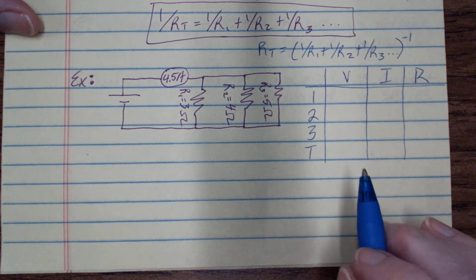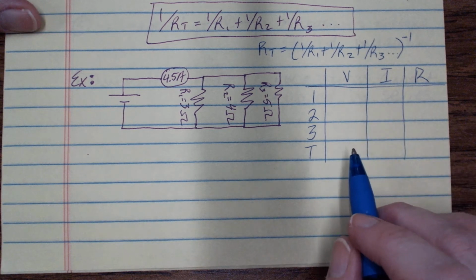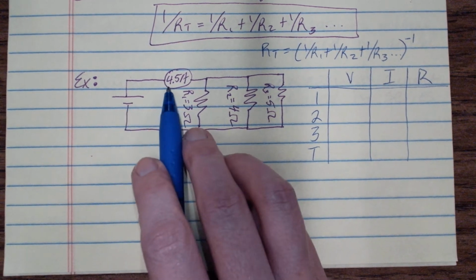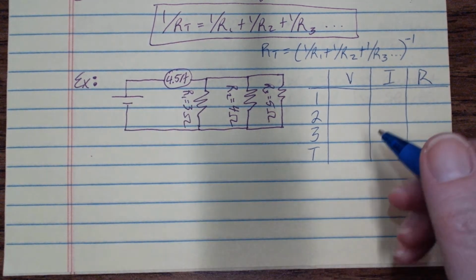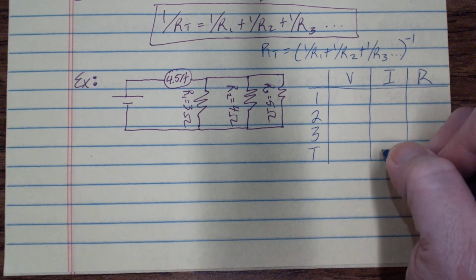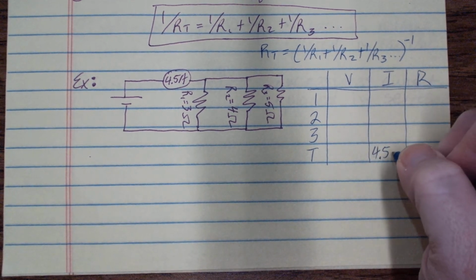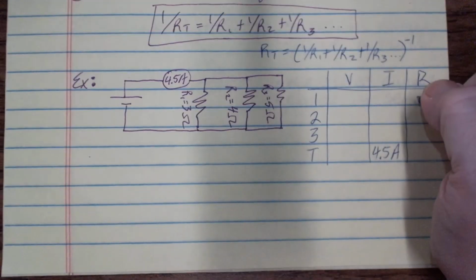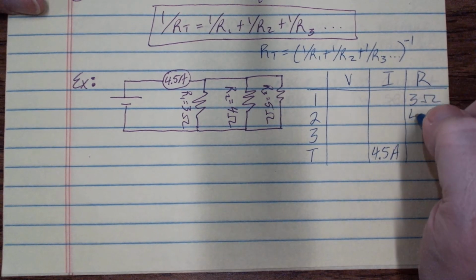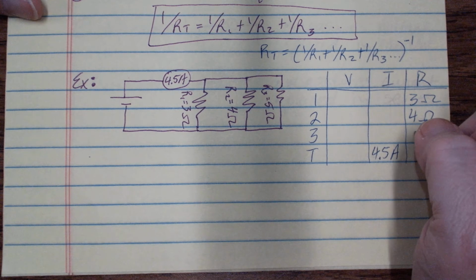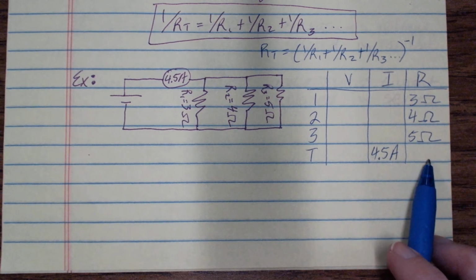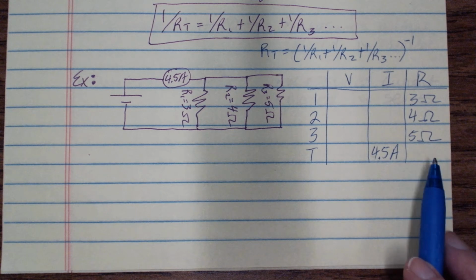Okay, so my current, this would be the current that's applied to the battery, because this is in series with the battery. So that would mean my I total is 4.5 amps. Okay, and my resistors, I have my resistor 1 is 3 ohms, resistor 2 is 4 ohms, resistor 3 is 5 ohms. Okay, and so that's all the information that I have. So I think the first thing to do would be to find the total resistance, because if I have all the other resistances, I can find the total.